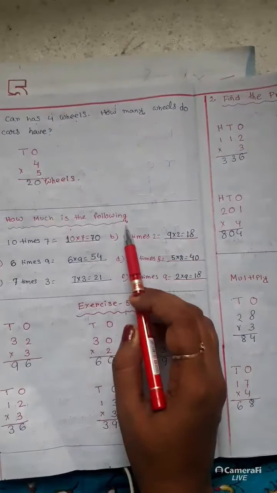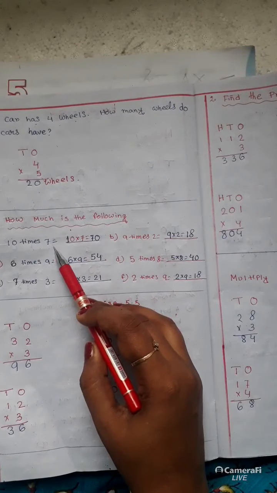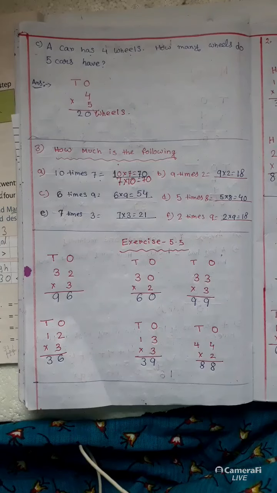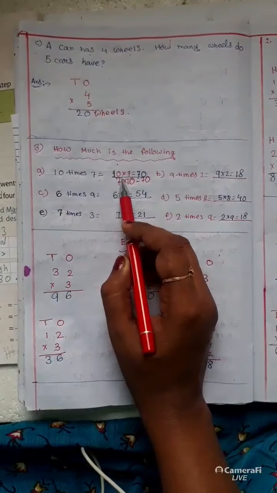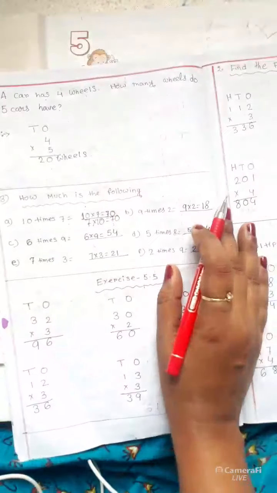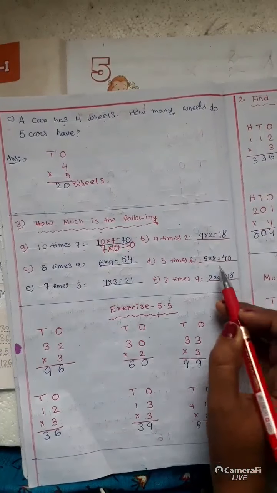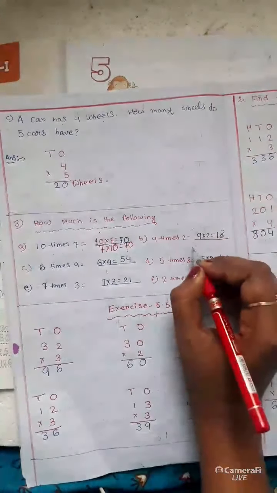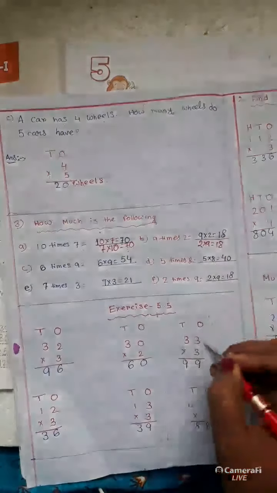Now, how much is the following? 10 times 7. If I write like this also, 10 times 7 means 10 into 7. But if we change the place of the number, the answer will remain as 70. Here, 9 times 2, 9 into 2 is 18. If we interchange the place like 2 into 9, the answer will remain as 18.